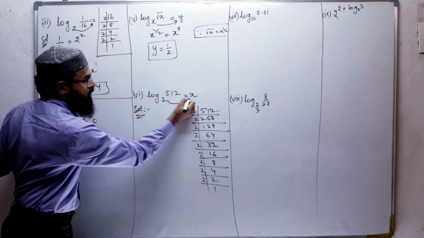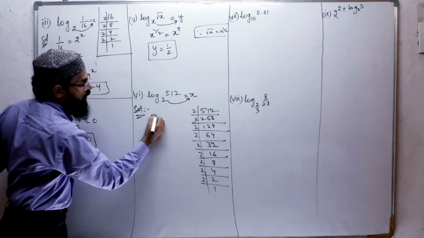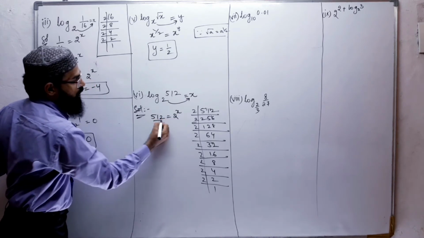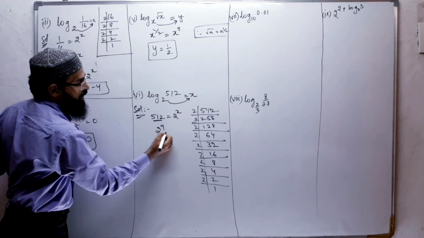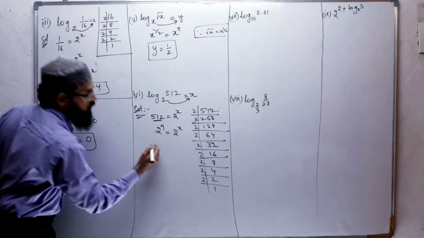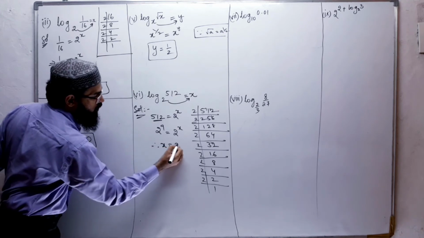This 2 goes to that side. So we will write 512 is equal to 2 to the power of x. So 512 can be written as 2 to the power of 9 is equal to 2 to the power of x. When the bases are equal, the powers should be equated. So therefore x is equal to 9.